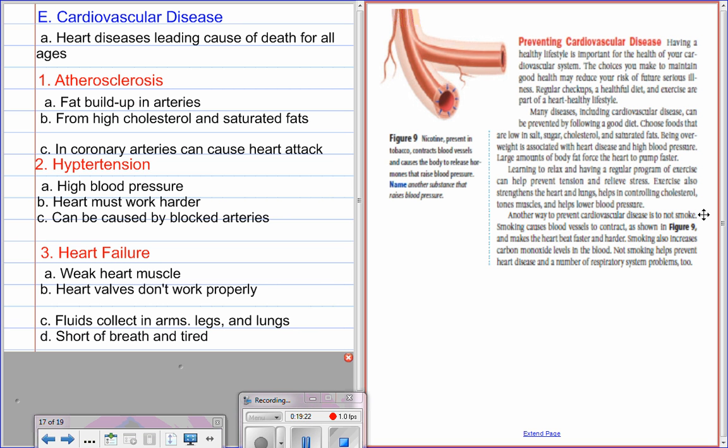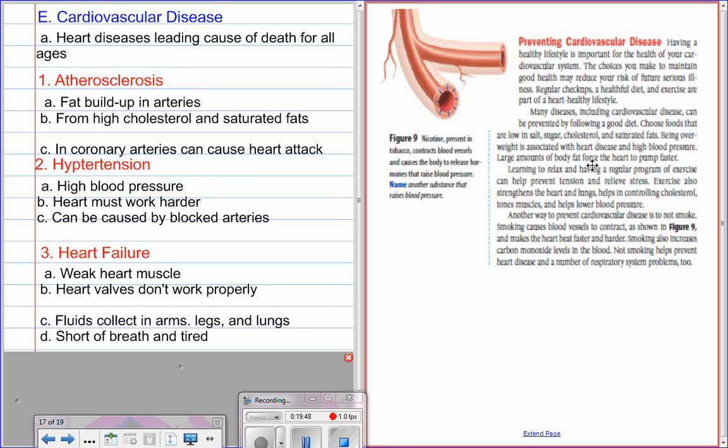Another way to prevent cardiovascular disease is to not smoke. Smoking causes blood vessels to contract, as shown in Figure 9. Okay, contract means squeeze in. It makes the heart beat faster and harder. Smoking also increases carbon monoxide levels in the blood. Not smoking helps prevent heart disease and a number of respiratory system problems also.